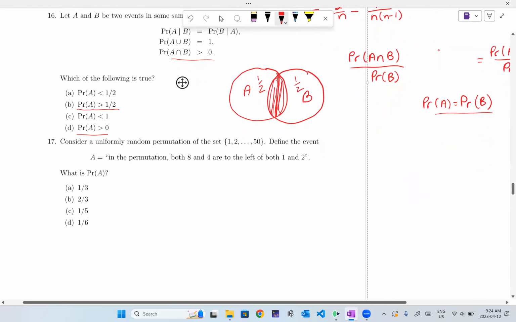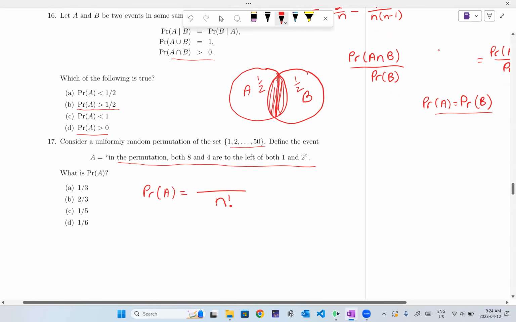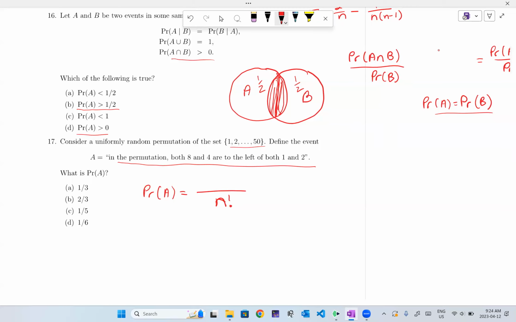Consider a uniformly random permutation of the set 1 through 50. What is the probability that 8 and 4 are to the left of 1 and 2? The probability of A is, since it's a uniformly random permutation, the size of A over the size of the sample space. The size of the sample space is n factorial. And then I use the product rule to determine the size of A.